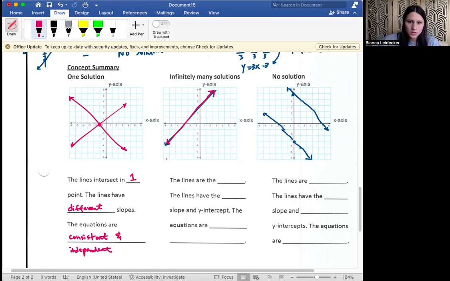With infinitely many solutions, the lines are the same. The lines have the same slope and same y-intercept. They're exactly the same equation, exactly the same line. The equations are consistent and dependent.